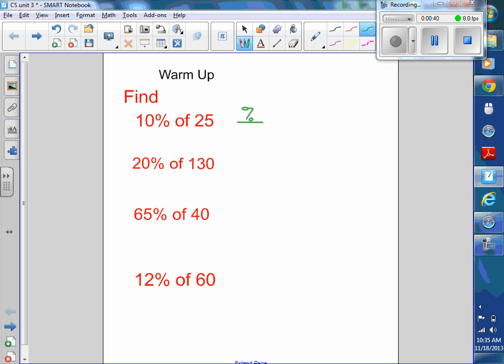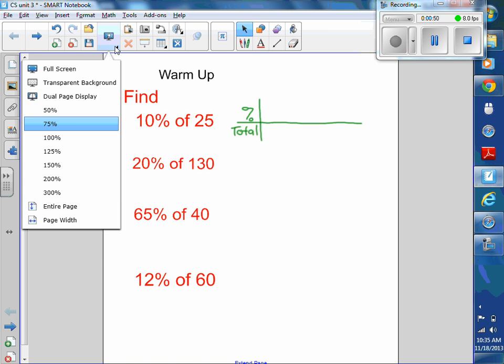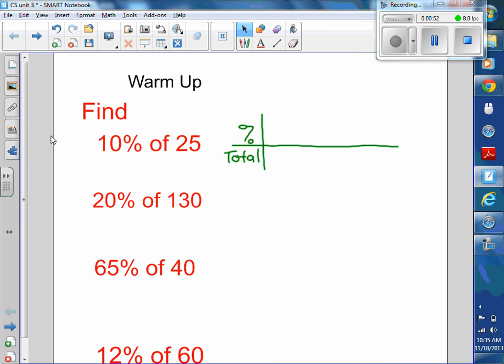And one way is to think about a ratio table. Follow this idea through, and you'll find that some people do this pretty comfortably, and other people kind of have to learn the skill. But would you guys agree that 100% of 25 is 25?